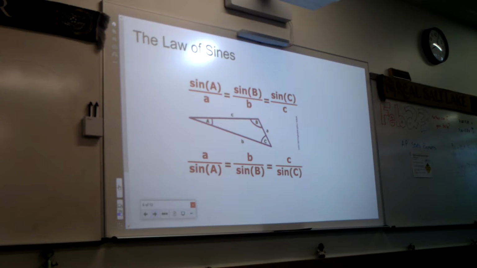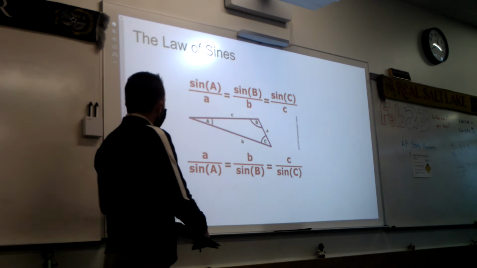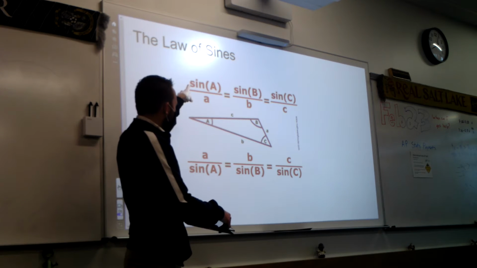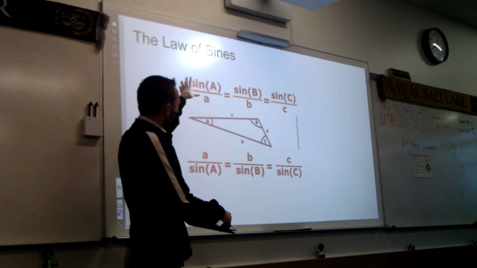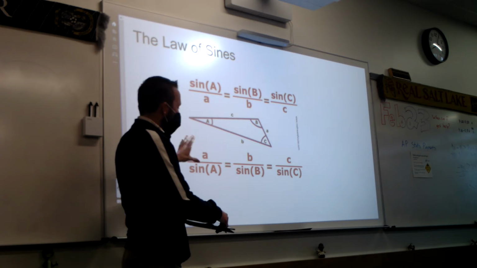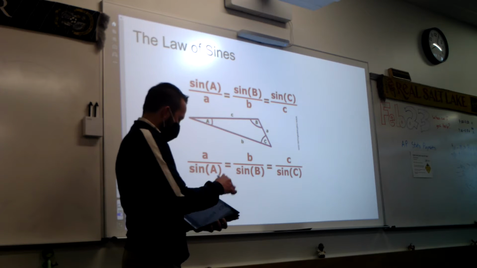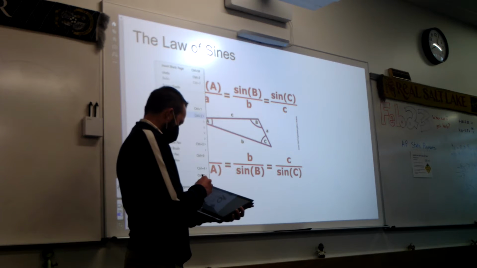Alright guys, so here we have the law of sines. And when you derived it, did it look more like this one or more like this one? The top one, alright. Now, this is a true statement, but we can also write it like this. When would you use it like this? When would you do it like this? It depends on what you're trying to solve for, okay?